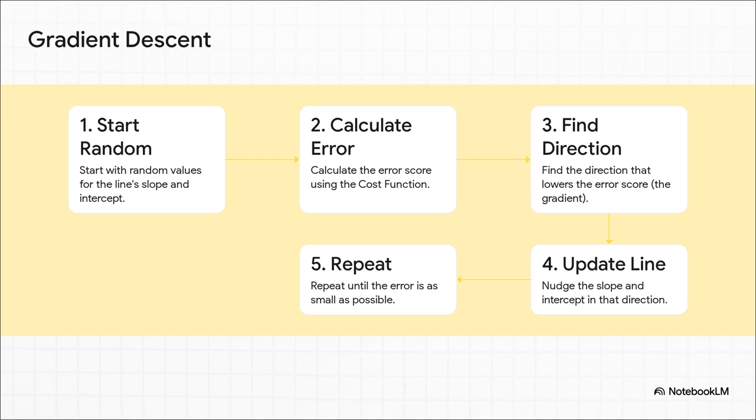The algorithm starts by just taking a wild guess. It drops a ball somewhere on the side of the hill. Then it feels around and asks, okay, which way is downhill from here, and takes a little step. Then it does it again, and again, and again, taking tiny steps downhill over and over until it finally rolls to a stop at the very bottom where it can't go any lower. That spot, that's our best fit line.